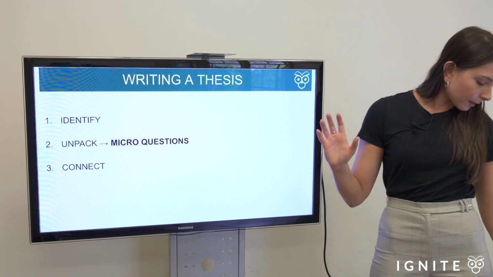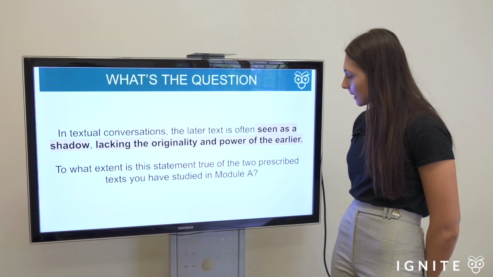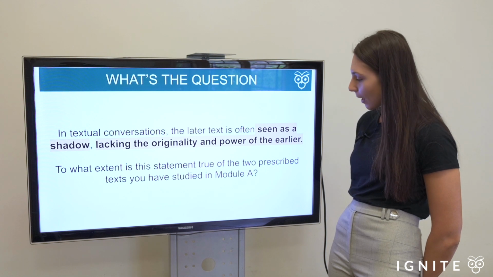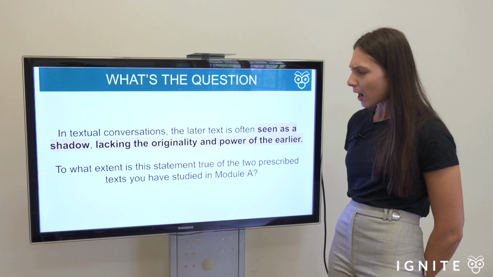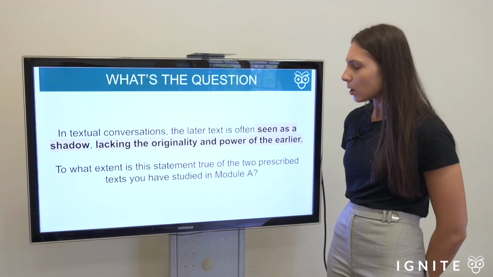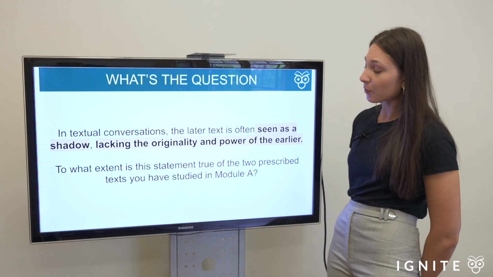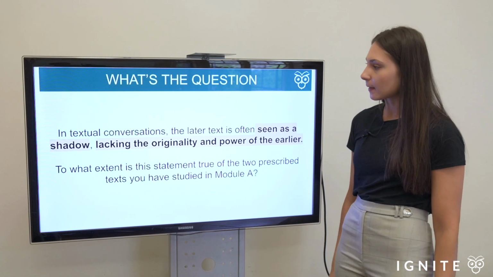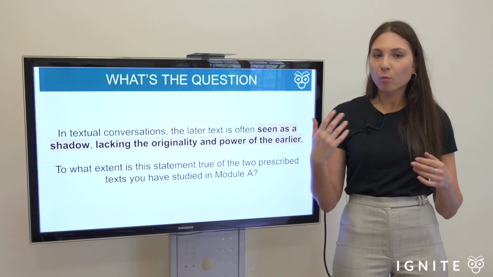So applying them here, what are our key terms in the question that we've been given? So we've got the phrase here, seen as a shadow, and the other phrase, lacking the originality and power of the earlier. So looking at those key terms, we need to think, well, why or how is one text potentially seen as a shadow? And why or why not does it lack the originality and power of the earlier text, if indeed that original text had any originality or power to begin with? So there are some initial thoughts that I'm thinking about, and you can see inherent in those thoughts are those micro questions. What, how, why, to what extent?